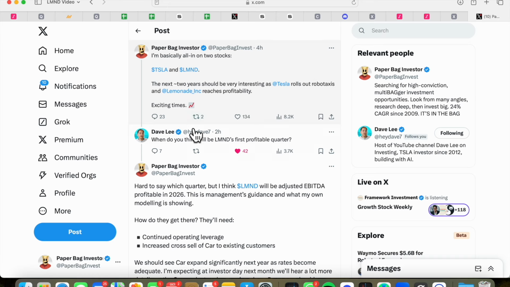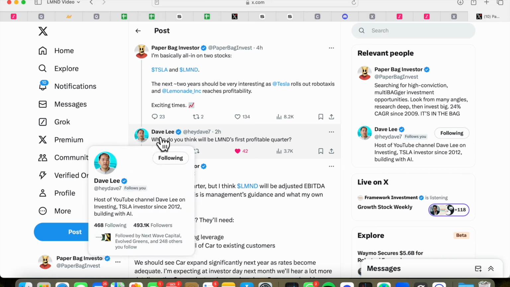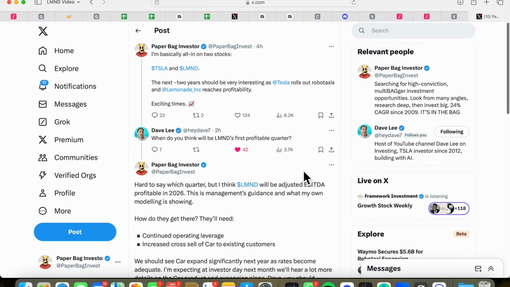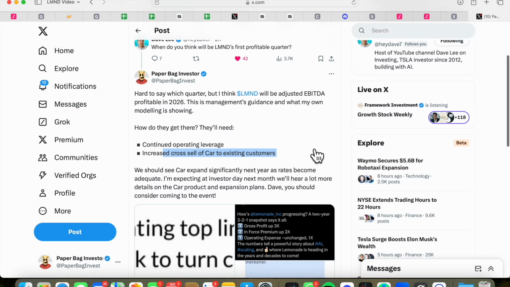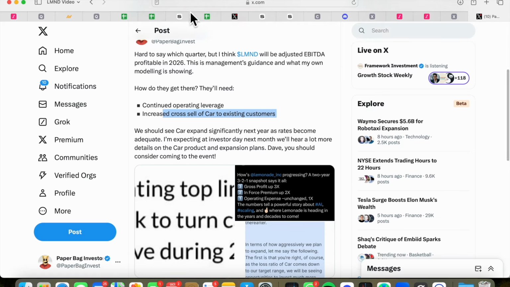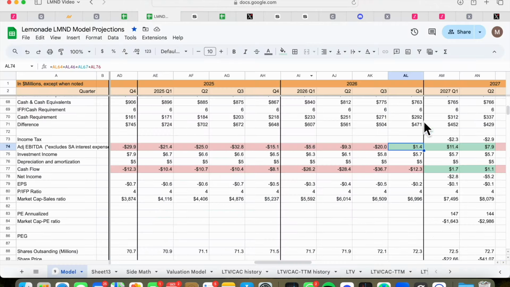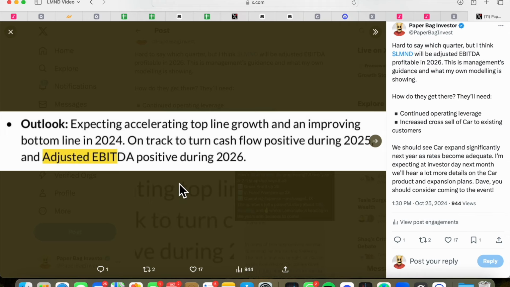He said, when do you think will be Lemonade's first profitable quarter? And I said, hard to say the quarter, but 2026, as they continue to have operating leverage and as they cross-sell car to existing customers, I think they're going to get there. That's what my model is showing, but that's also what management is saying. Lemonade management has a history of giving targets and then successfully meeting those targets. So they're saying cash flow positive 2025, adjusted EBITDA positive during 2026.